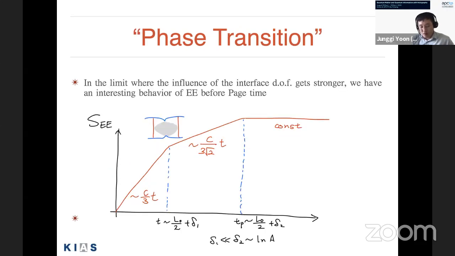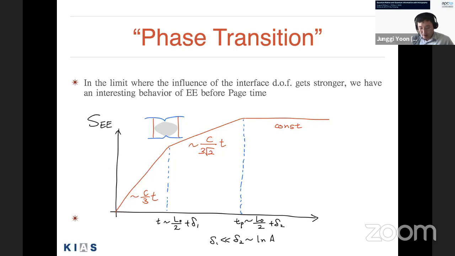So here we found a very interesting behavior. Here this is the Page time, and after Page time there is a constant. It's saturated, but if we consider some limit where the influence of the interface degree of freedom is stronger, then there you can find some time window where the slope of the entanglement entropy is changed.